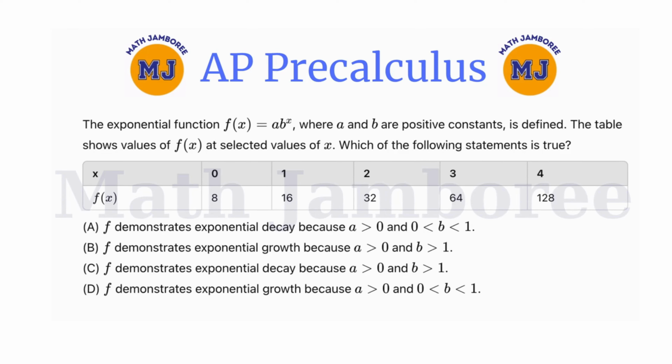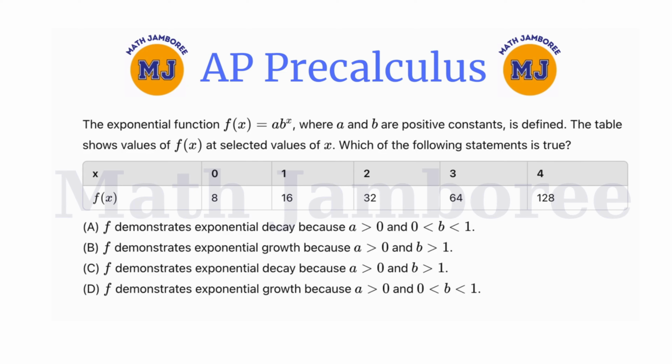In this video, we have another AP Precalculus type of question from the topic of exponential functions for you. Let's solve it together. The exponential function f of x equals a times b to the power of x, where a and b are positive constants, is defined. The table shows values of f of x at selected values of x. Which of the following statements is true?